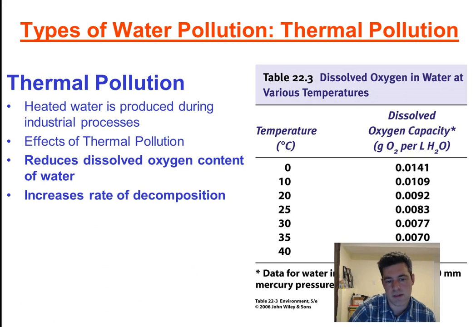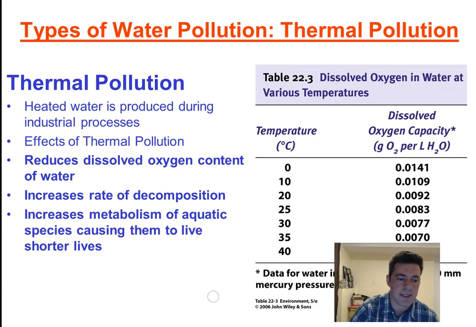Next, it's going to increase the rate of bacterial decomposition. It just happens a lot faster at higher temperatures, with higher kinetic energy and a lot more going on. And lastly, the fish, shrimp, or whatever critters live in that area, when it's higher temperatures, their metabolism goes up, and it can cause their heart rate to go up, and they're burning more energy. Now they have to eat more, and their whole homeostasis gets thrown off. They live shorter lives, etc.